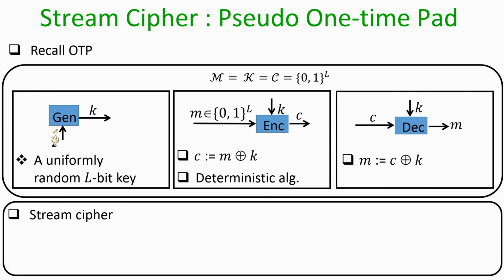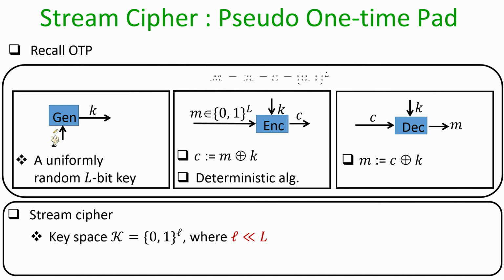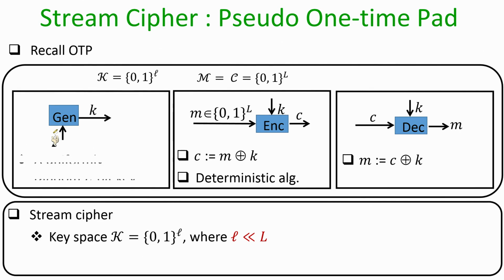Now, in the stream cipher, the key space is going to be the set of all possible strings of length little l, where little l is going to be much smaller than the big L. So, we have two different spaces here. The key space is different, and the message space and the ciphertext space are different. The message space and the ciphertext space consist of all strings of length big L bits, where big L is significantly larger than little l.